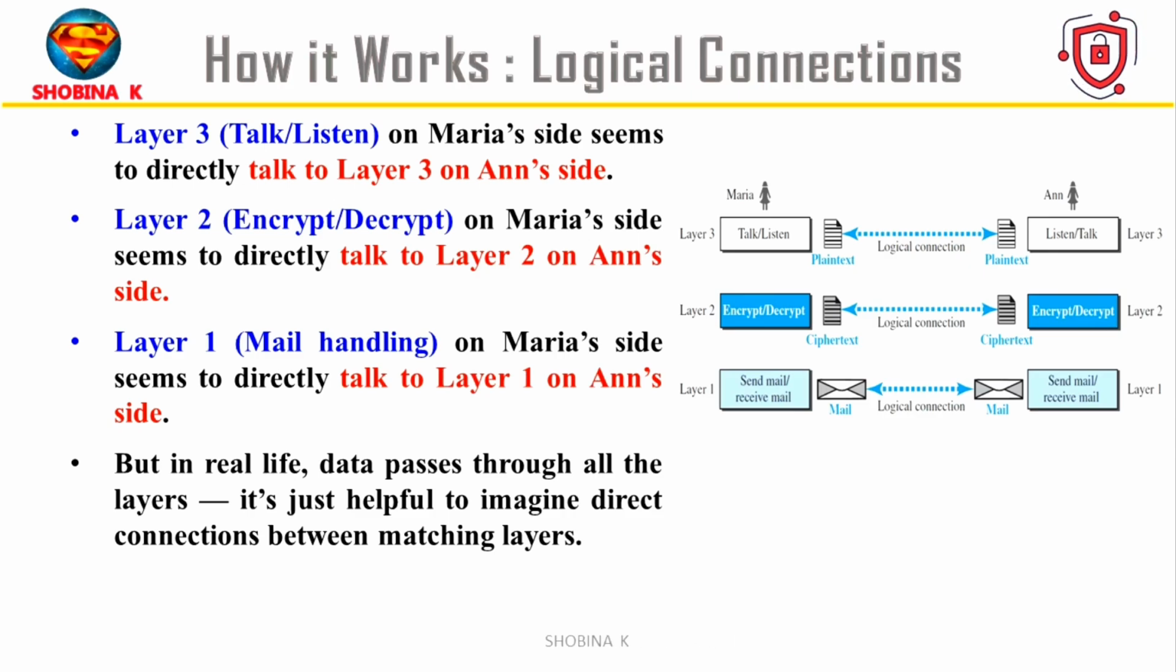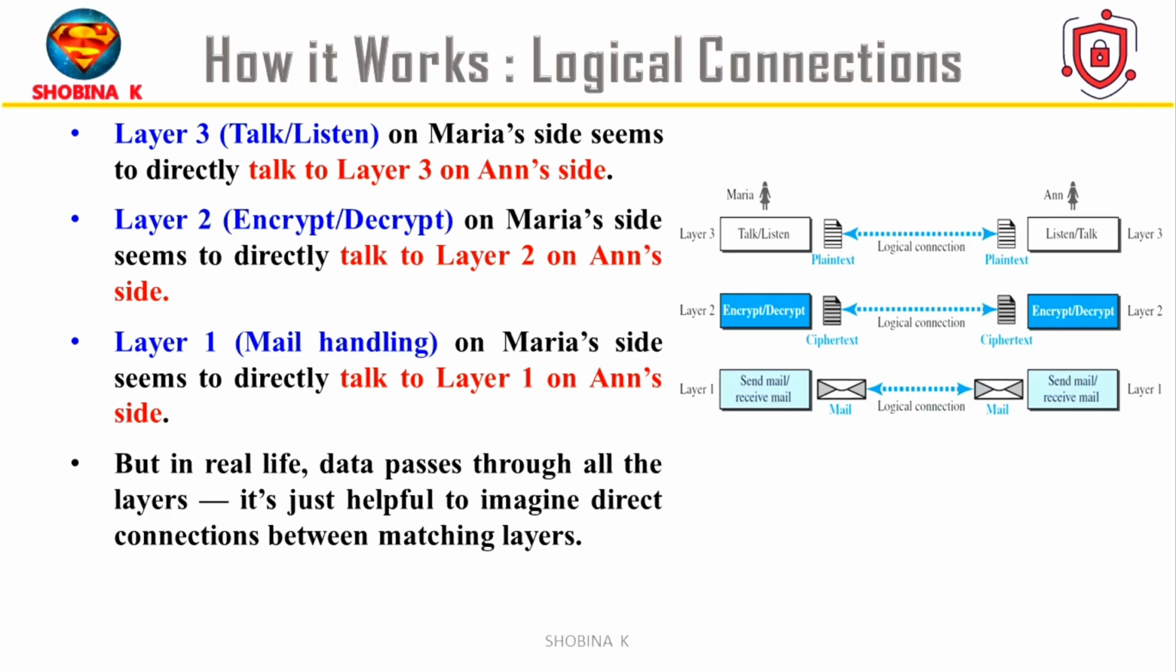Now look at the diagram. It shows how communication happens between Maria and Anne using protocol layering. Each person has three layers. Layer 3 is all about talking and listening. Layer 2 focuses on encryption and decryption. Layer 1 is responsible for sending and receiving the mail. Now here is the key point. Even though the message physically travels from Maria to Anne, we can imagine that the same layers are communicating with each other. This concept is called logical connection.